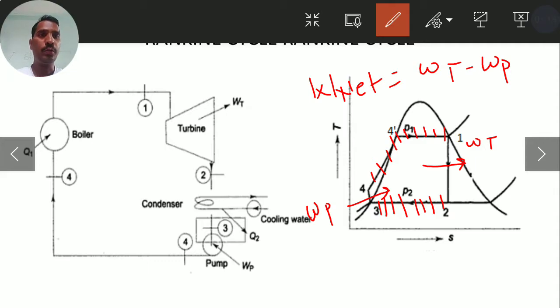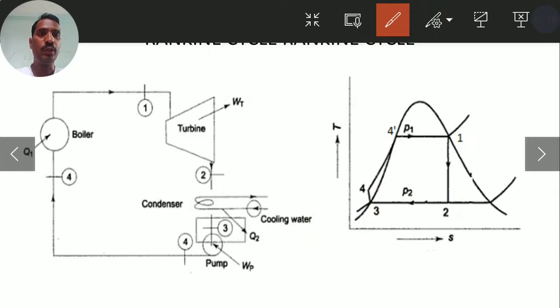Now, which are these processes? These four processes are constant pressure and isentropic processes. 4 to 1 is the constant pressure heat addition in the boiler, with the help of the boiler, in the steam, and 2 to 3 is the heat rejection process by the steam in the condenser. 1 to 2 and 3 to 4 are the isentropic expansion and isentropic compression processes in the turbine and the pump.